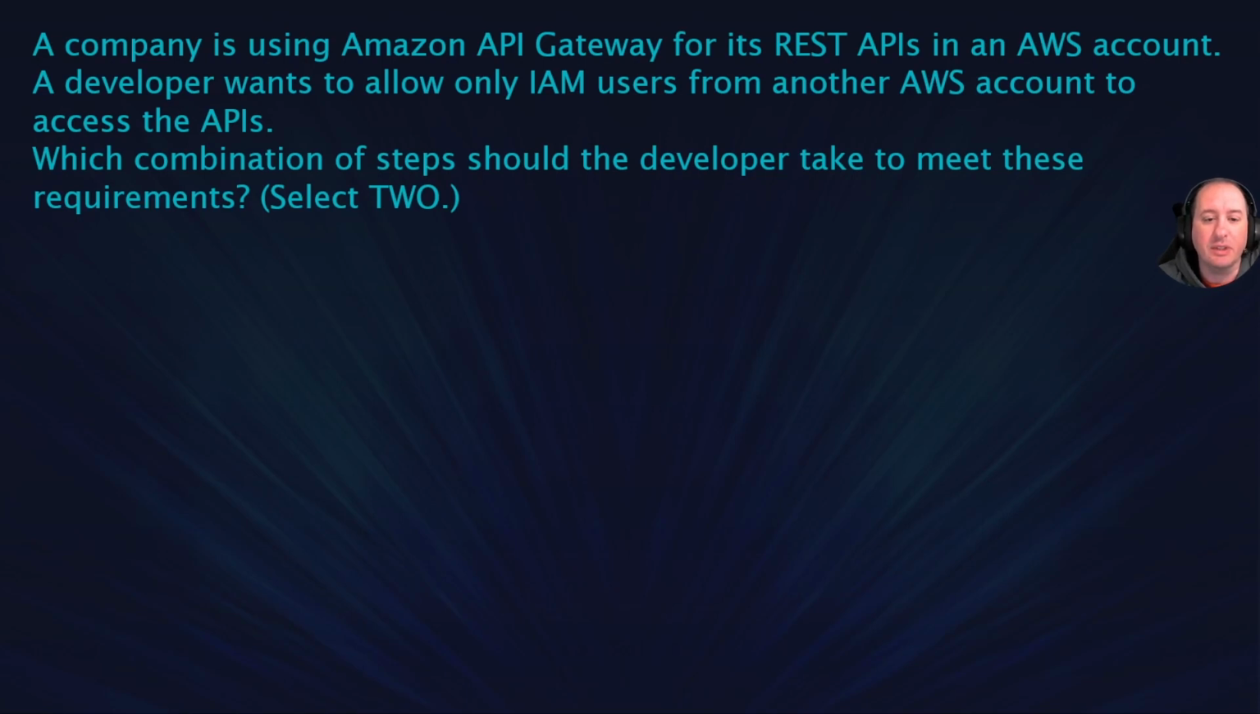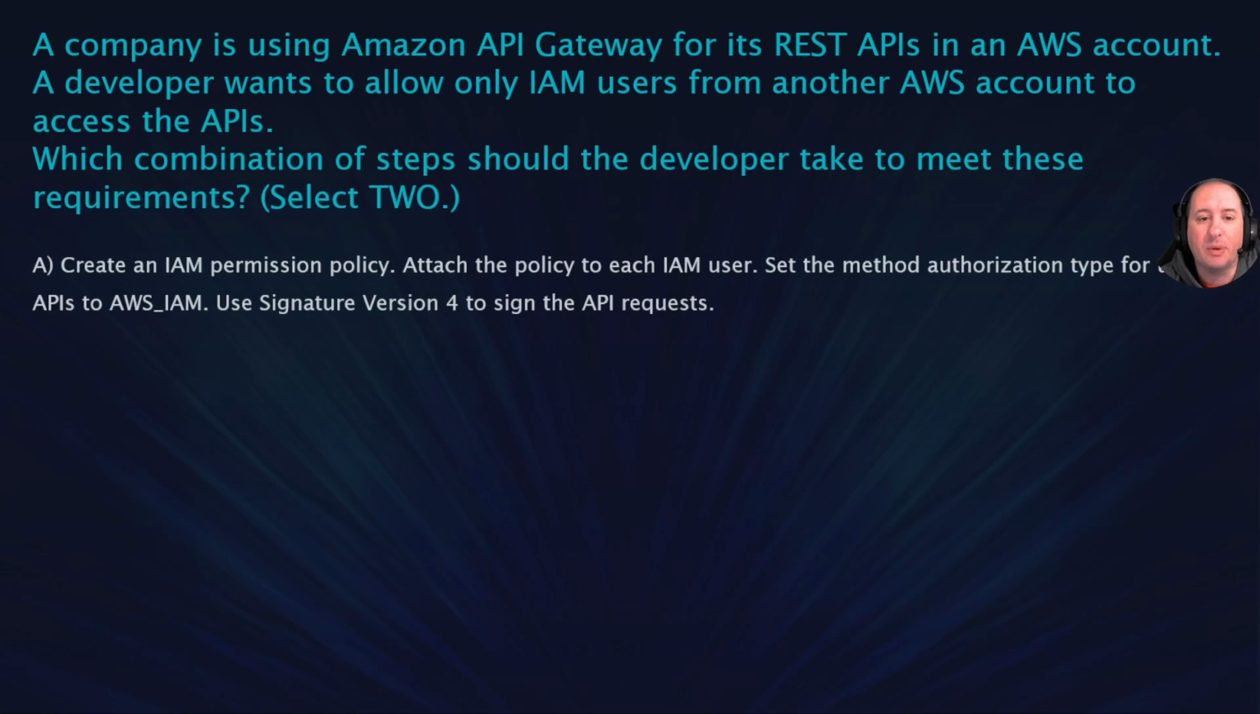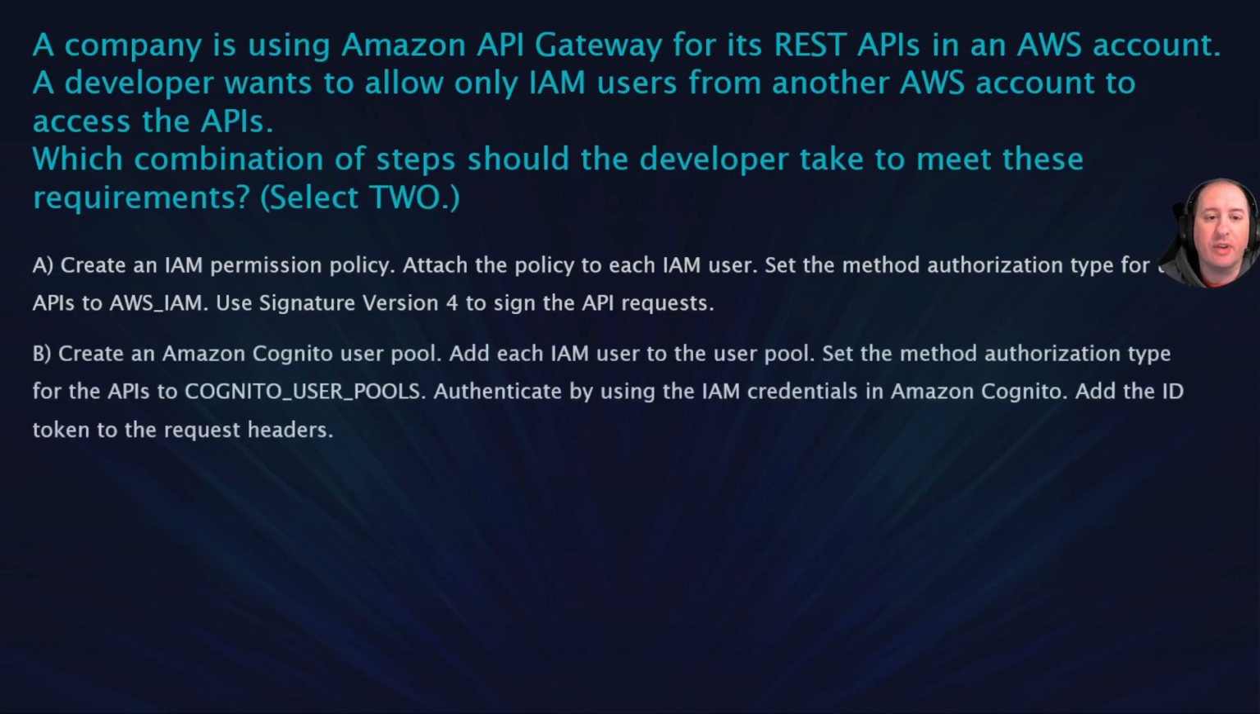So our first option is that we create an IAM permission policy. We attach that policy to each IAM user. We set the method authorization type for the APIs to AWS IAM, and you use signature version 4 to sign the API requests. The second option is that we create an Amazon Cognito user pool.